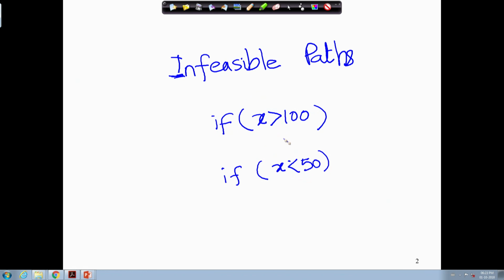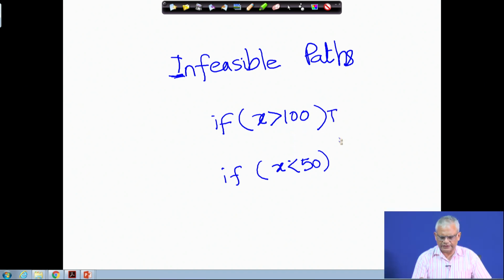So, all possible path combinations will not be possible, all possible conditions on the different conditionals, all possible paths. For example, this is true and this is true cannot hold at the same time, and therefore, these we call infeasible paths. And this is a clear case where we can identify an infeasible path by looking at the expression.